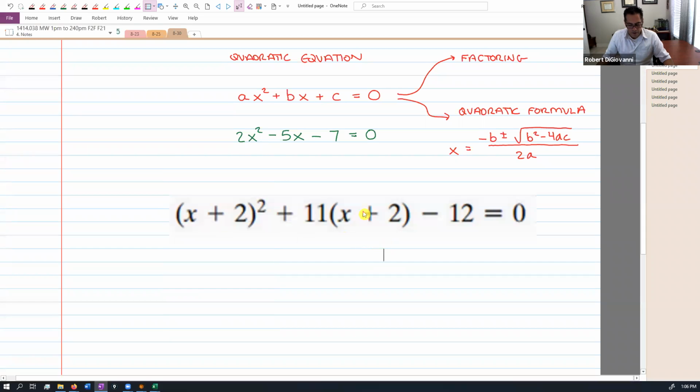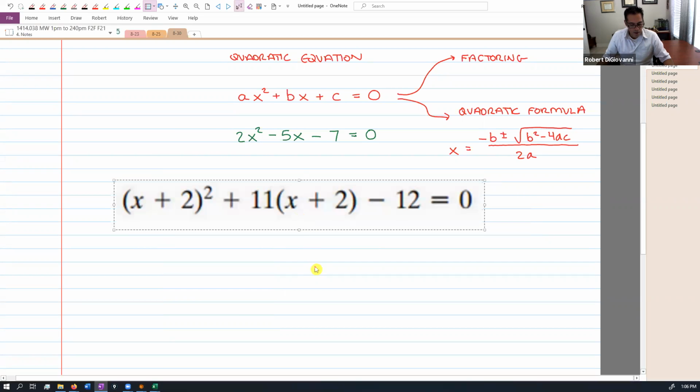And let's notice that it definitely doesn't look exactly like this first form right here, right? It's not some number in front of x squared, because we don't have x squared, we have x plus 2 squared. And then we don't have a number just in front of x, we've got a number in front of x plus 2. We do have a number by itself, minus 12, and then equals 0. So it has similarities, but there are things that are different.